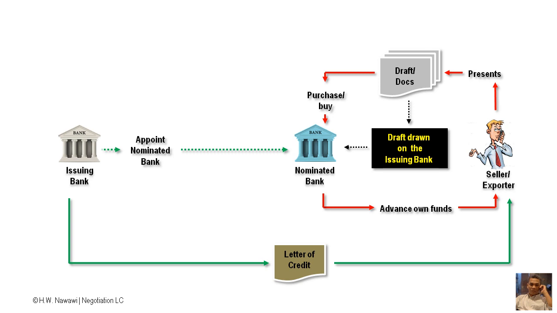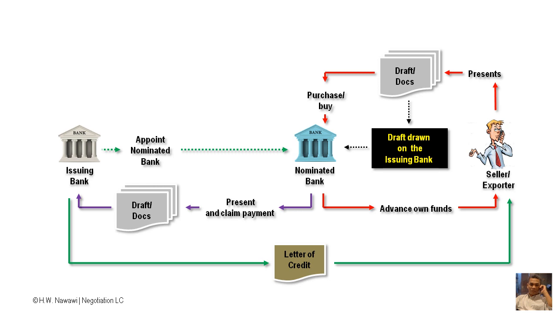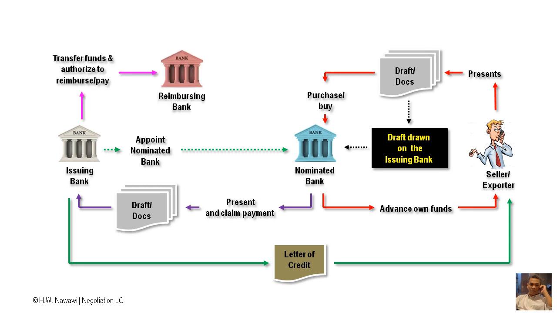When the seller has obtained the funds in advance from the nominated bank, legally speaking, the seller has obtained value for his draft. The seller has transferred his right to the draft to the nominated bank. The nominated bank now is the holder in due course of the draft, and the issuing bank is liable to pay or reimburse the nominated bank for the draft amount. The draft and documents then will be presented to the issuing bank. When the issuing bank receives the draft and the complying documents, the issuing bank will arrange to transfer the funds and pay the nominated bank through a reimbursing bank.